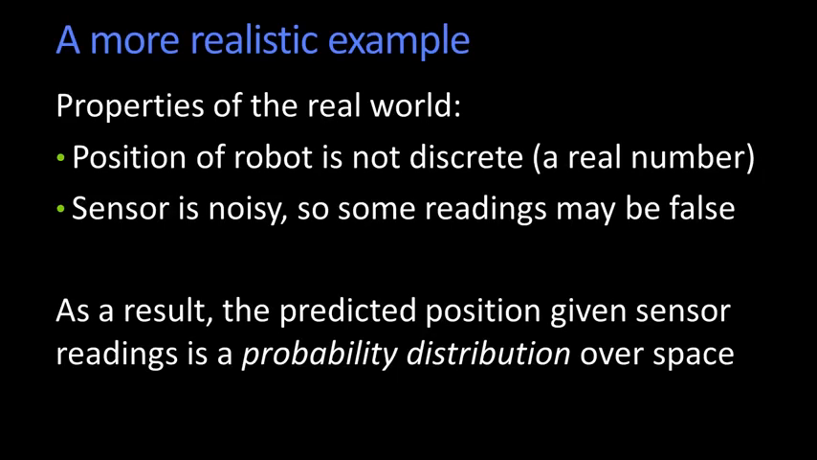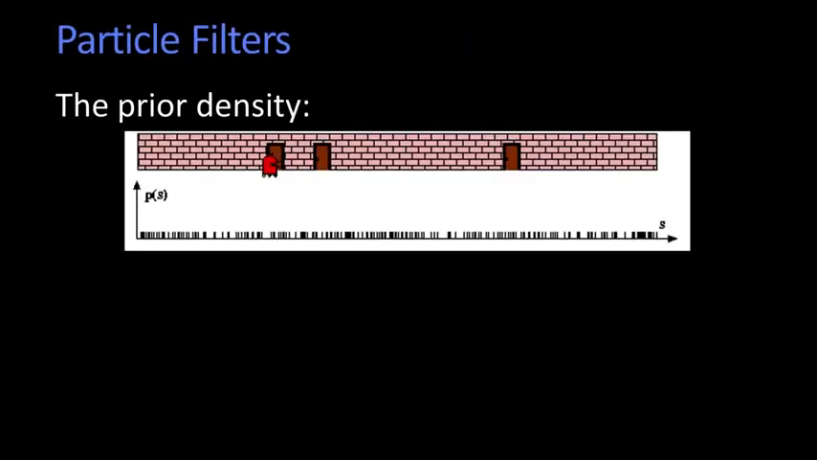Its belief is going to be whatever it is. So we're going to make use of a particle filter to do this. All right. What you're seeing here is the prior density.